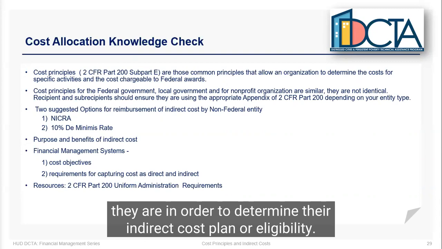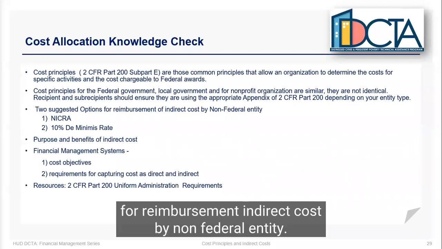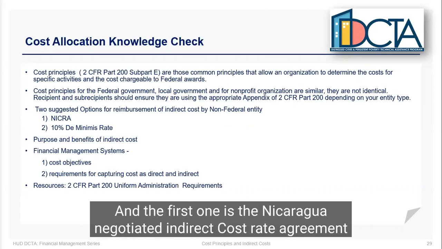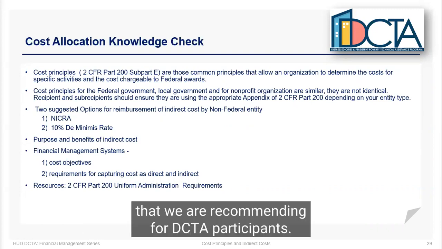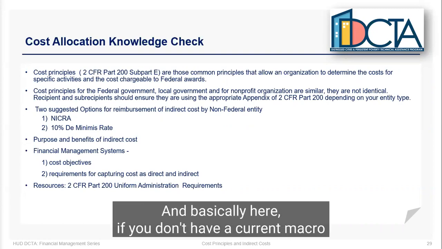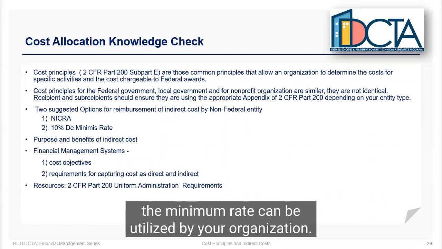And then also, there are two suggested options for reimbursement of indirect costs by a non-federal entity. The first one is the NICRA, or the negotiated indirect cost rate agreement, which is a little more labor intensive than the 10% recommended de minimis rate that we're recommending for our DCTA participants. And basically here, if you don't have a current NICRA and you receive less than $35 million of direct federal funding, the 10% de minimis rate can be utilized by your organization.